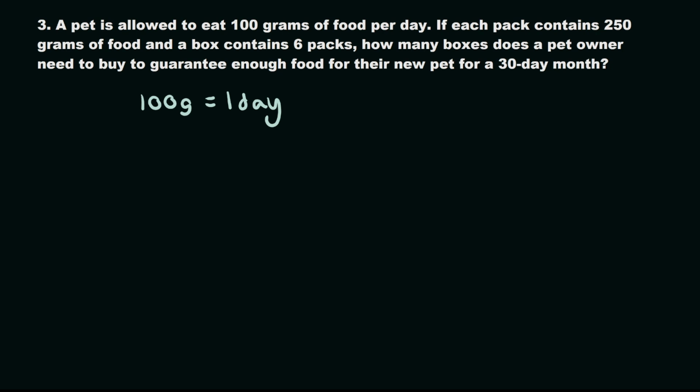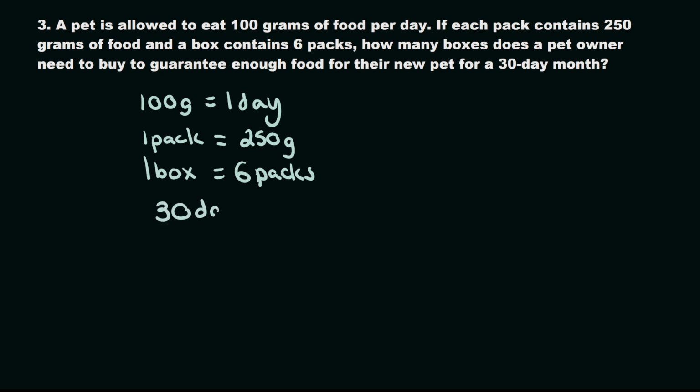If each pack of food contains 250 grams of food, you could say 1 pack is equal to 250 grams of food. And 1 box contains 6 packs. And the question is asking how many boxes does a pet owner need to buy to guarantee enough food for their new pet for a 30-day month. So we could just say 30 days in general here because we're only talking about 1 month. So here should be all the information that we need in order to get our final answer in boxes.